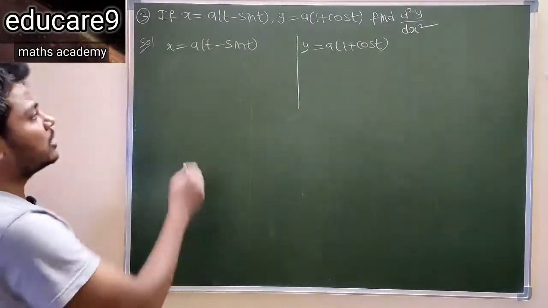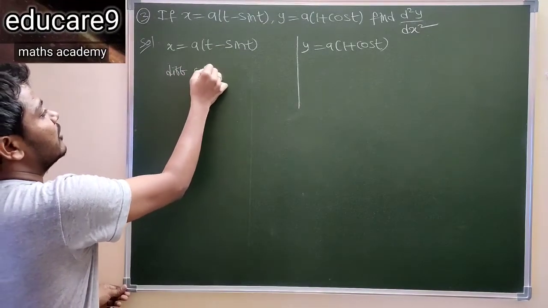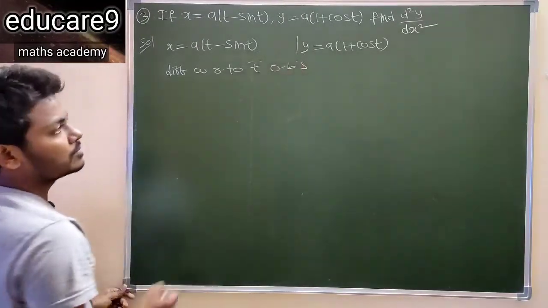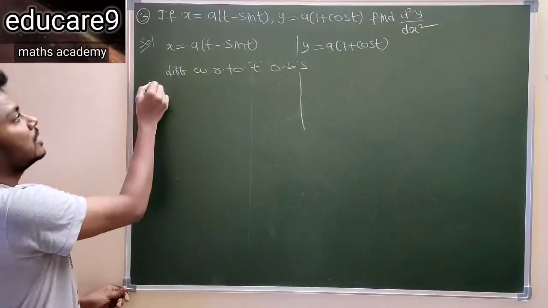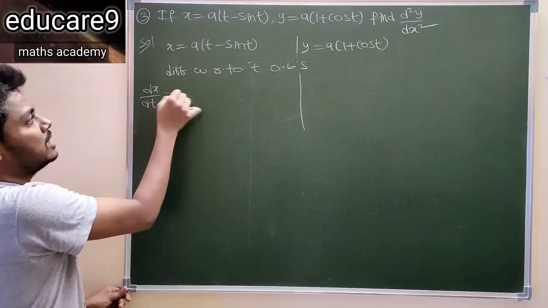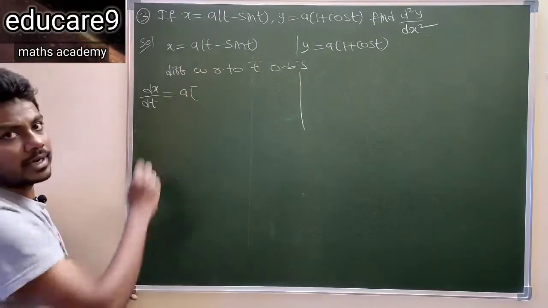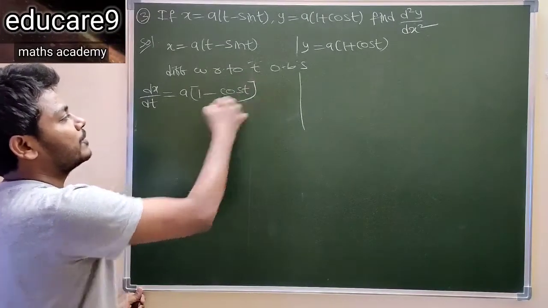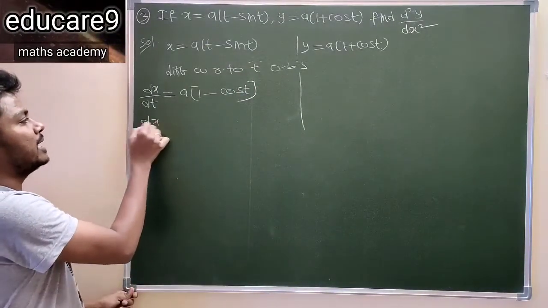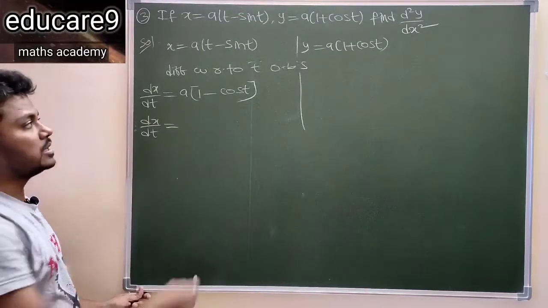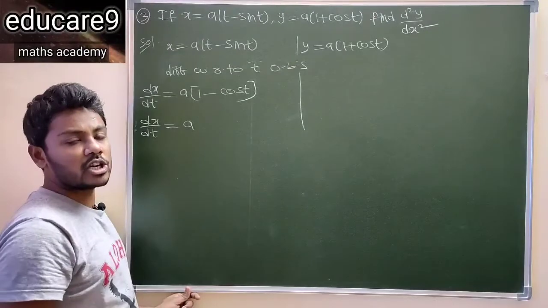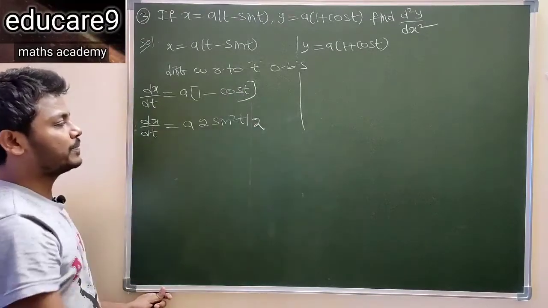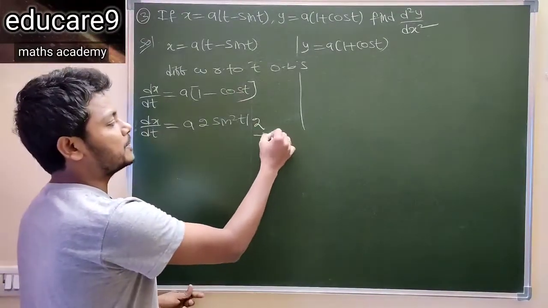See, our functions are in terms of t, so differentiate with respect to t on both sides. See the first one: dx by dt is equal to a into the derivative of t, 1, minus the derivative of sin t, that is cos t. Simply what is dx by dt? This is equal to a into 1 minus cos theta, and using the formula that is 2 sin square t by 2. This is the value of dx by dt.